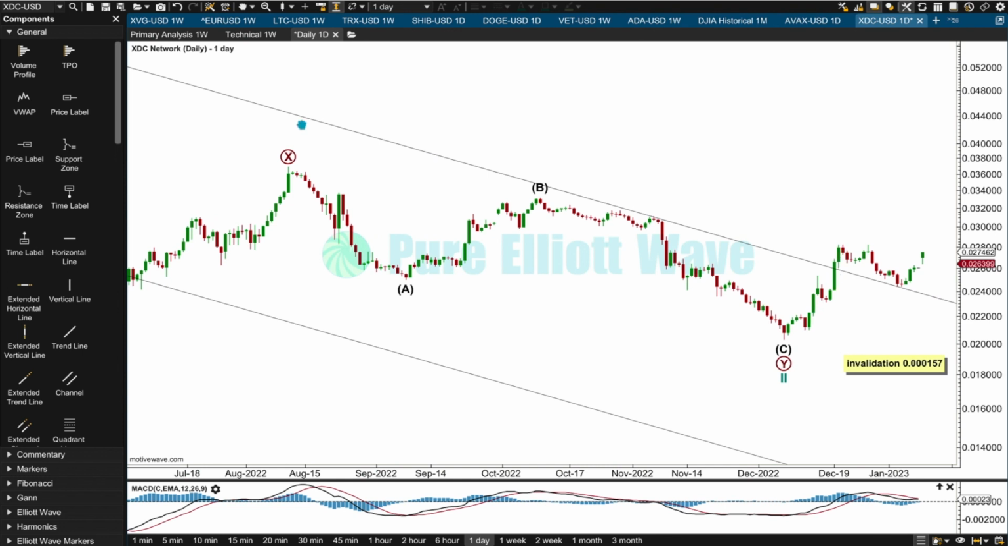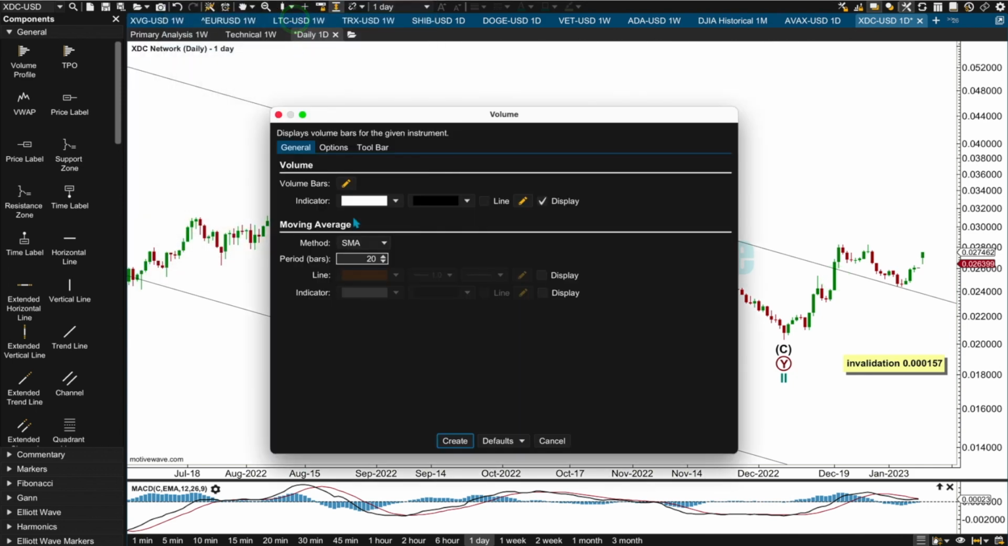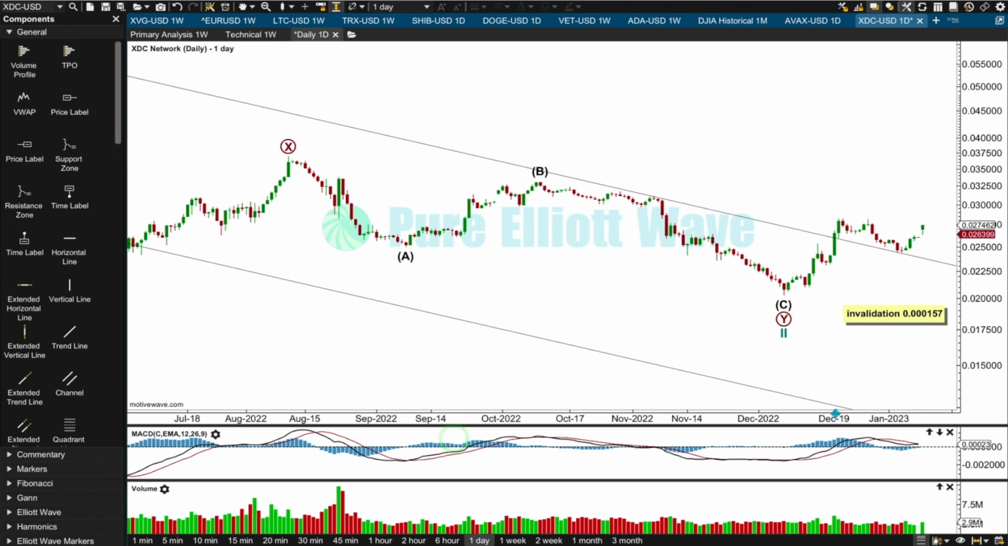So this was a session that closed above the channel. I'm just really quickly going to look at volume. I just want to know, did that session have support from volume? The breakout? Oh yes it did. Here it is. Yes it did. This is volume for that session.